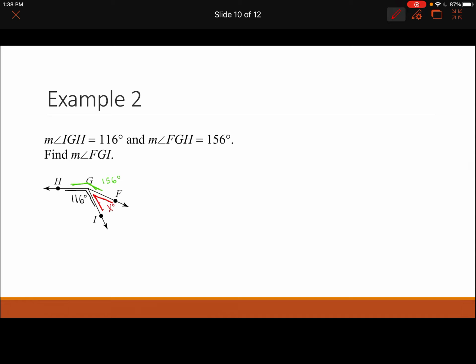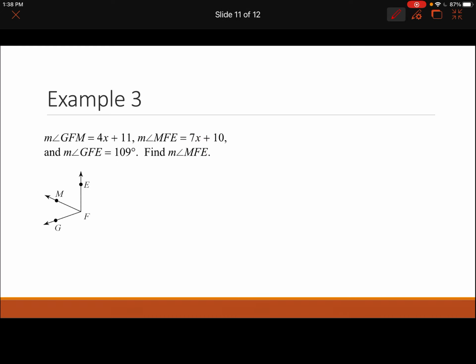So we can solve this equation. 116 plus X is equal to 156 degrees. And we can simply subtract 116 from both sides, and we would get X equals 40 degrees. So we can just pencil in 40. And so that makes sense. 116 plus 40, 156.